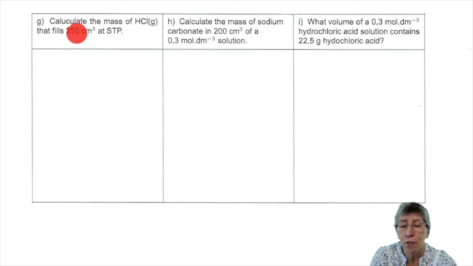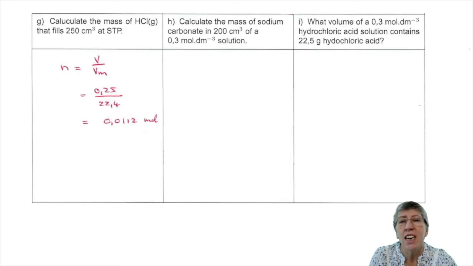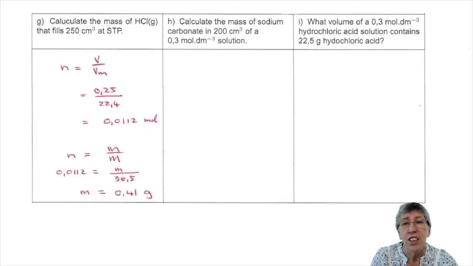They gave us the volume of a gas at standard temperature and pressure. So first off, I will use n equals V over Vm and substitute to get the moles, the number of moles. And then we will use that in our mass equation and then just work out the mass of the hydrogen chloride gas.